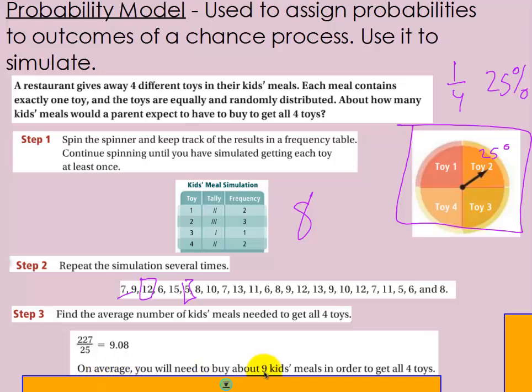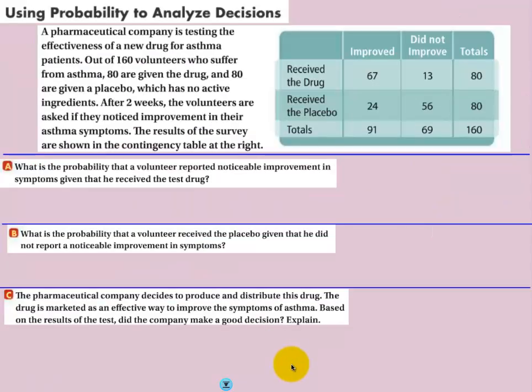So on average, you'll need to buy about 9 kids' meals to get all 4 toys. So that's one way to use a probability model. Now, we can also use an existing probability model to analyze a decision. So this is a pharmaceutical company.